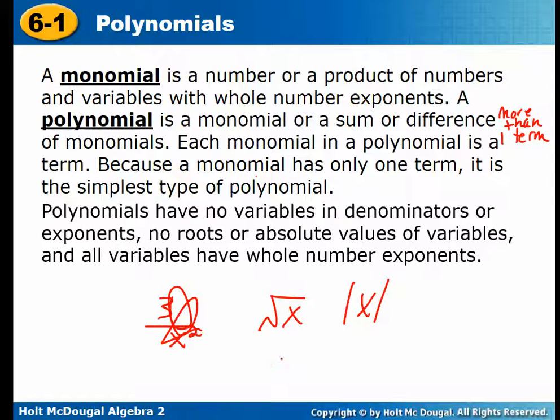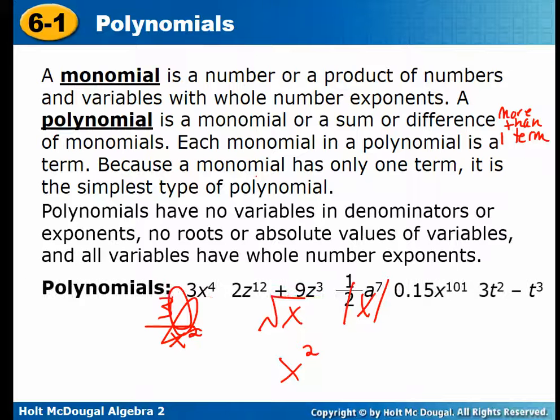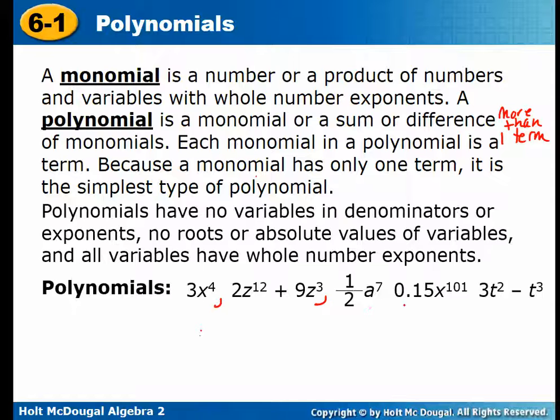So polynomials will just have the variable. It can have exponents, but the exponents need to be 0, 1, 2, 3, 4. Here's some examples of polynomials. These are separate polynomials. 3x to the 4th is 1. 2z to the 12th plus 9z cubed is 1. 1/2 a to the 7th is 1. 0.15x to the 101 is a polynomial. And 3t squared minus t cubed. So you can see they can look quite complex, but there's certain things that they won't have.